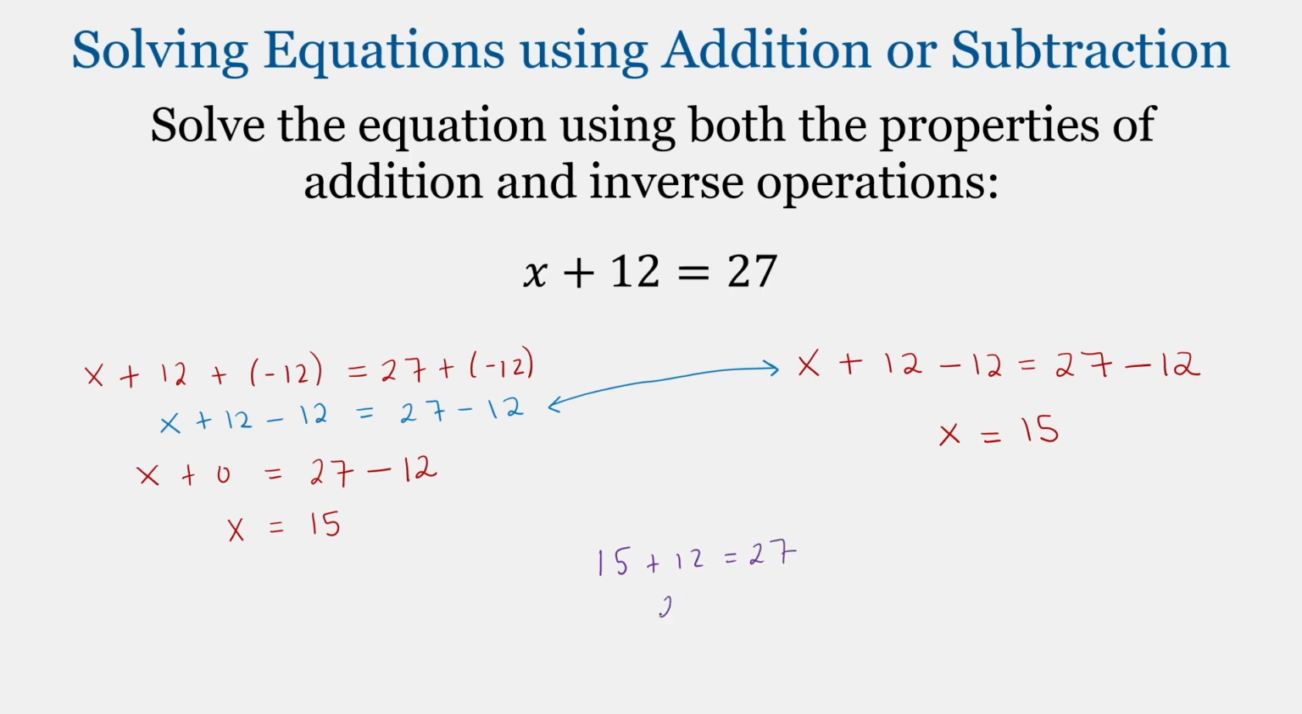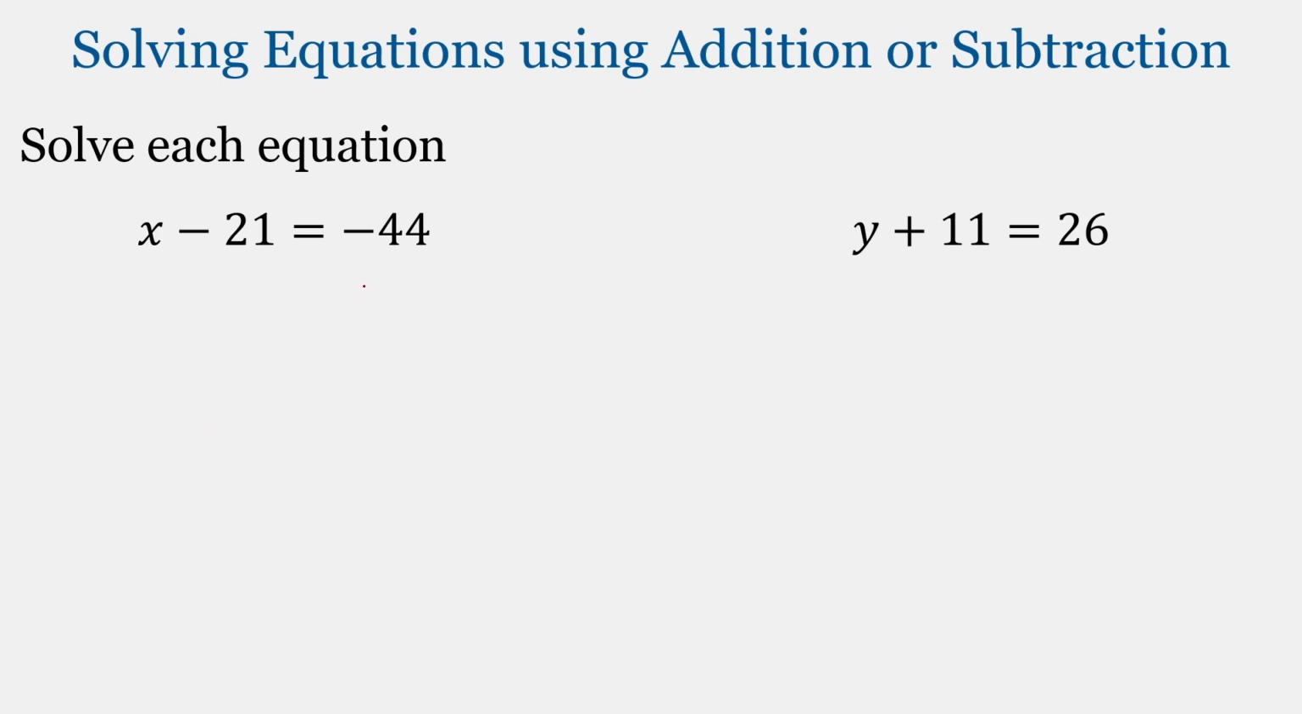15 plus 12 is 27, so we have 27 equal to 27. Now when I solve equations, I will typically view it through the lens of inverse operations, as opposed to the properties of addition. But either view is correct.